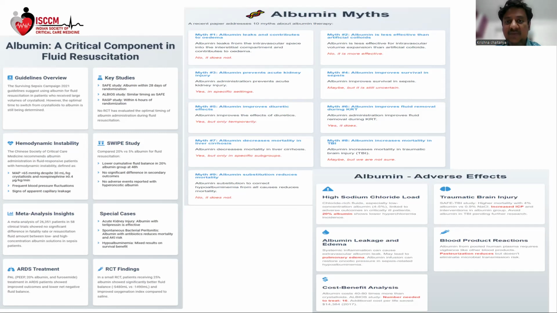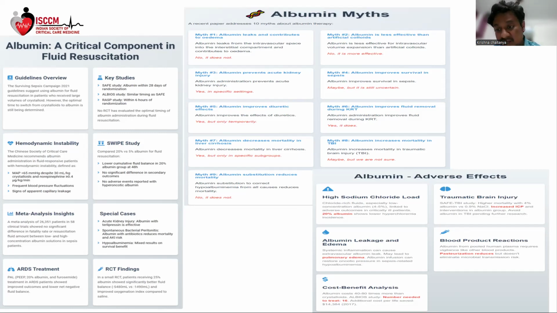But consider at the same time, there are myths. Albumin does not always lead to leaks, does not always cause edema. Albumin is sometimes effective in preventing acute kidney injury in certain specific settings. Albumin improves effects of diuretics, but only temporarily. Many more myths continue.